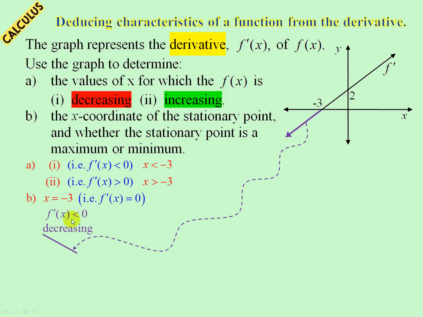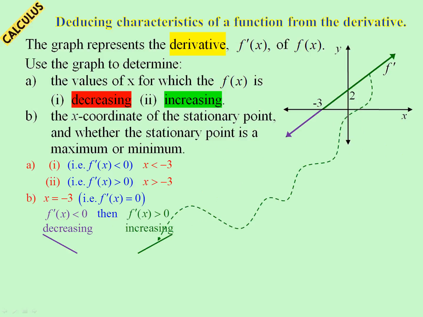Well, because f prime is less than 0 before and greater than 0 after, it must be a minimum, just looking at the shape.